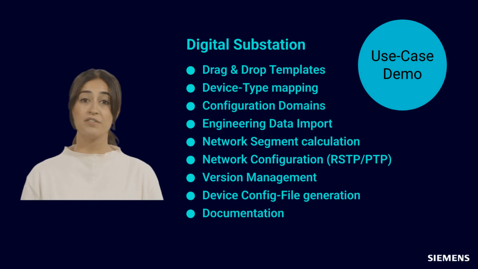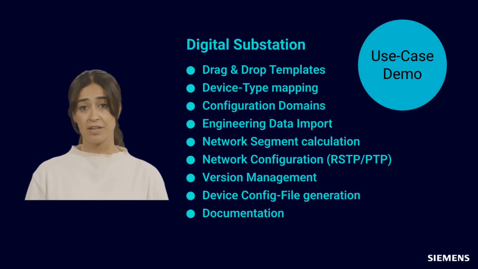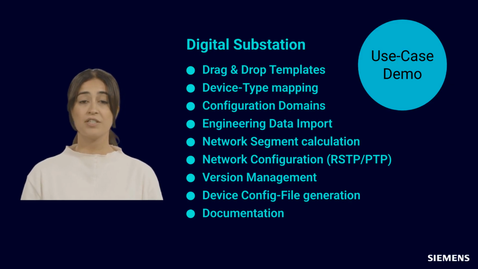Using the example of a fictional substation, I'll demonstrate the use of templates, what the term device type mapping means, what technologies are, and how existing Substation Configurator data can be integrated into the network planning. RSTP for redundancy purposes and PTP for time sync will be used and be calculated by the system. Finally, to prepare for commissioning, we will generate device configuration files that are tailored to the network components.